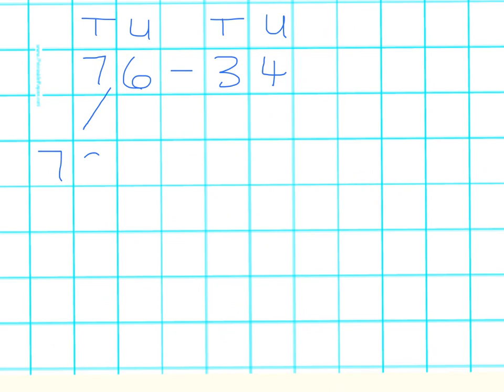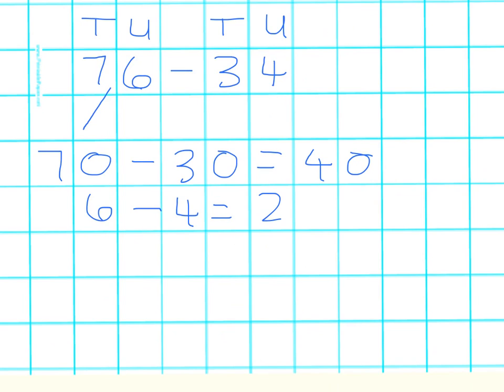For example, 76 take away 34. Tens, units, tens, units. 70 take away 30 equals 40. 6 take away 4 equals 2.